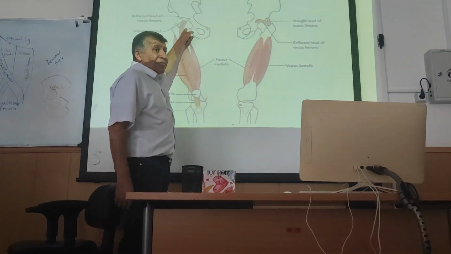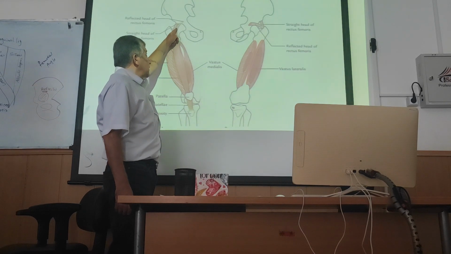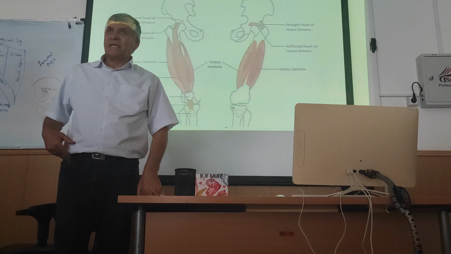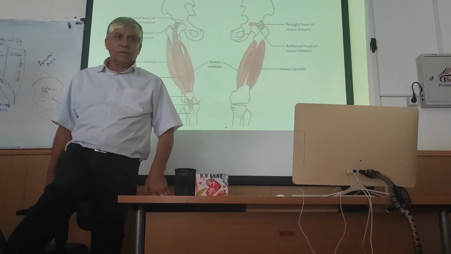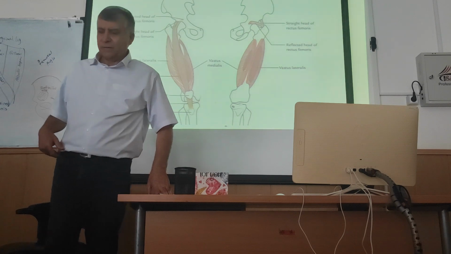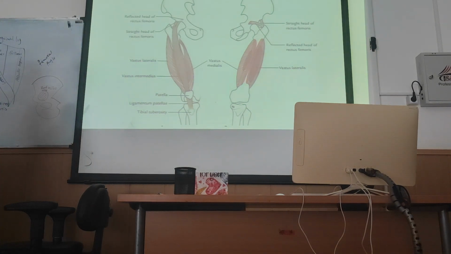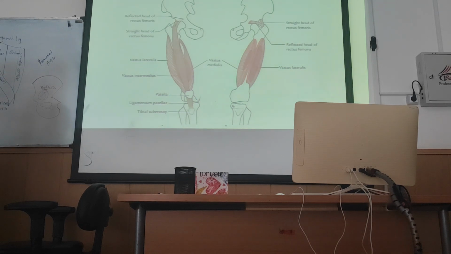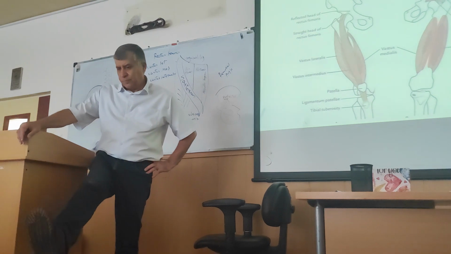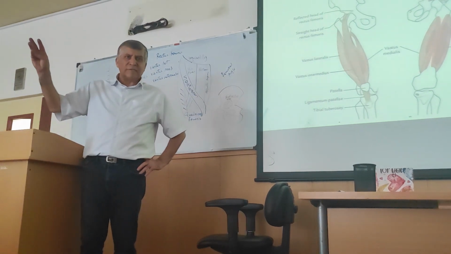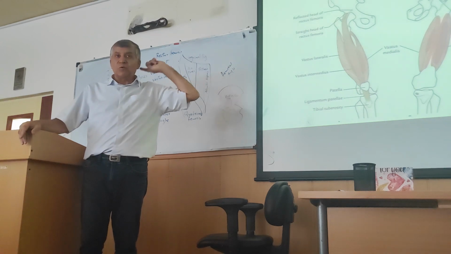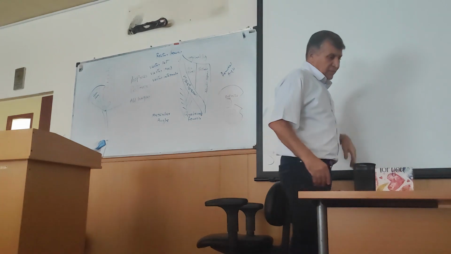Rectus femoris head passes anterior to the hip joint. For this reason, this part of the muscle contributes to hip flexion as well as knee extension. Which muscles are hip flexors? Iliopsoas, pectineus, and the quadriceps. Which part of the quadriceps? Rectus femoris head.